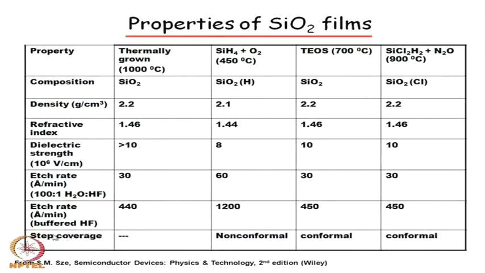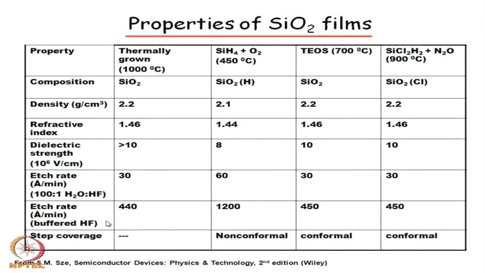However, if we use a buffered HF, the etch rate becomes very high, almost 450 in case of thermally grown, TEOS and dichlorosilane, but in case of silane oxygen reaction it is 1200 angstrom per minute.